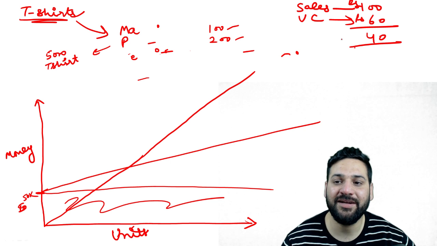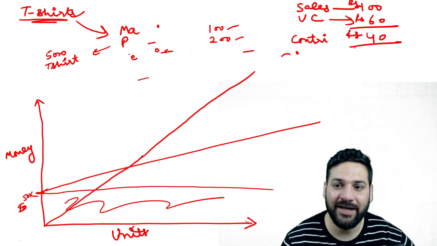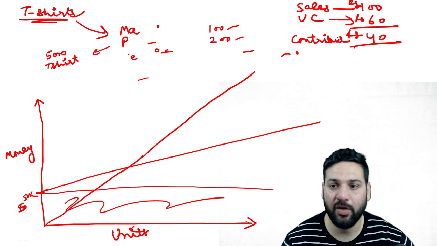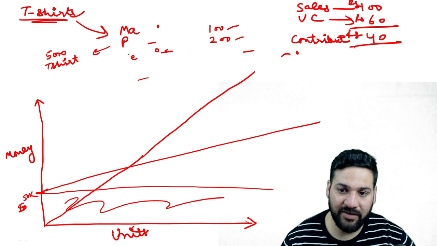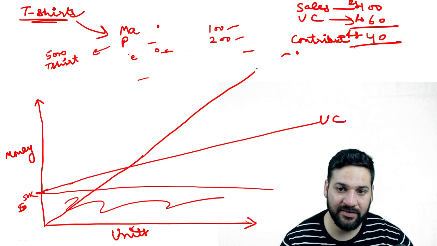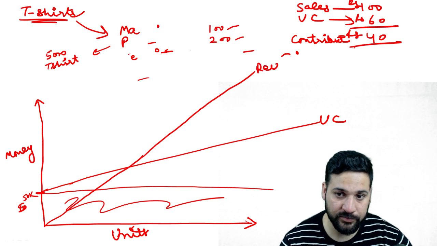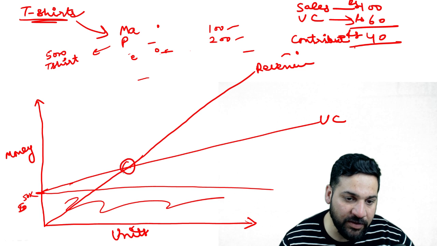Rupees 40, that is your contribution. I forgot to tell you this thing. That is contribution. So this is the variable cost. This line shows the variable cost, and this is the revenue or the sales. So this is the break-even point.